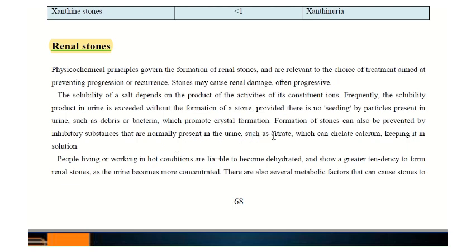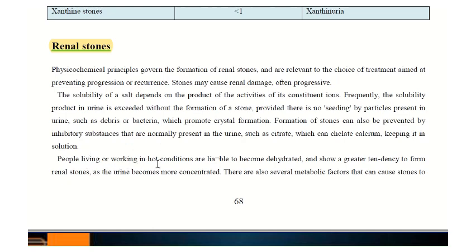Formation of stones can also be prevented by inhibitory substances that are normally present in the urine, such as citrate. إذن تكوين الstones ممكن أنه prevented يمنع by inhibitory substances مثل إيش؟ that are normally present in urine، اللي هي موجودة بشكل طبيعي في اليورين، مثل الستريت. شو يسوي هذا؟ which can chelate calcium و keeping it in solution.